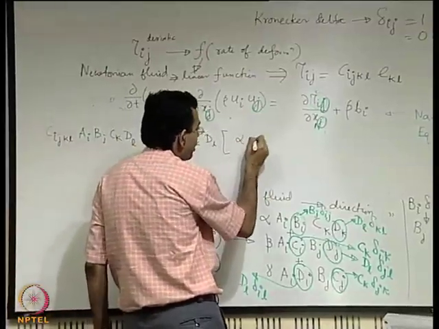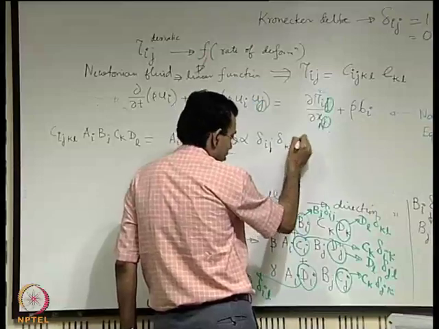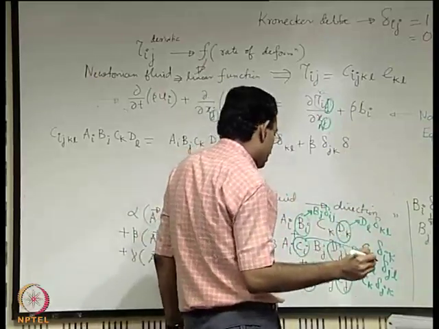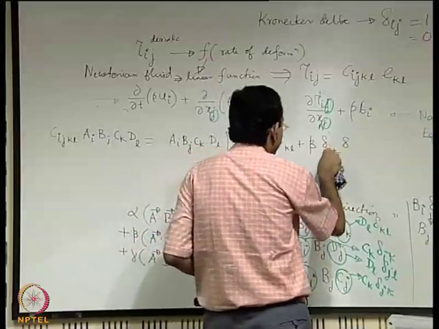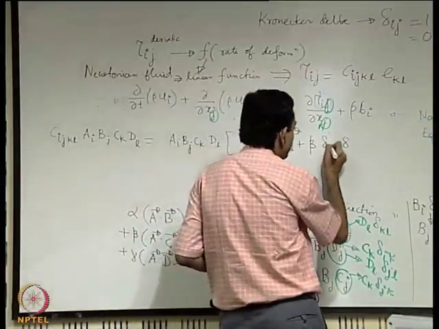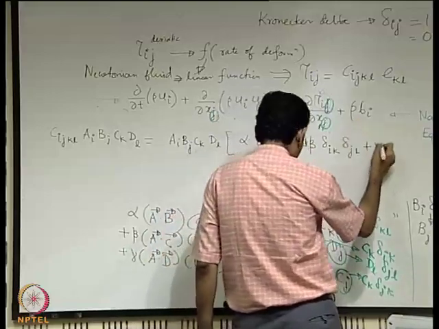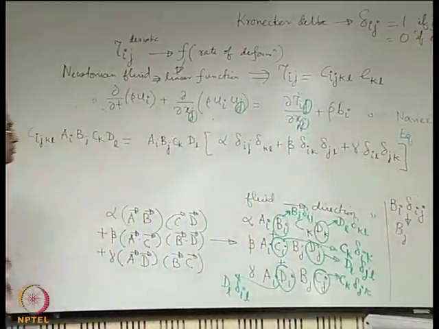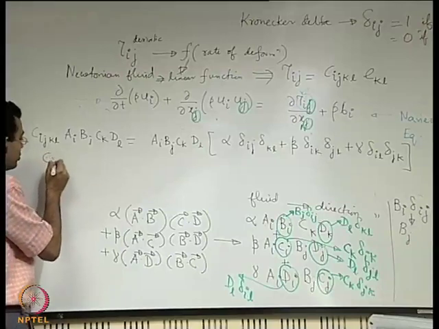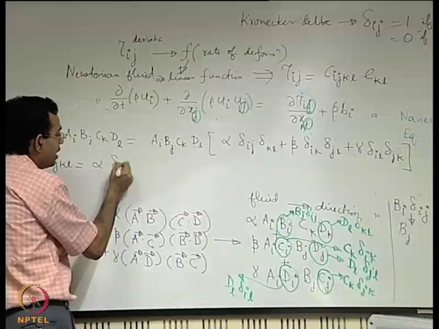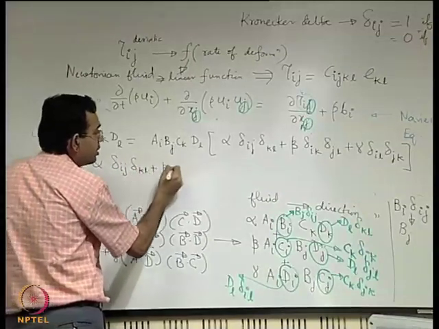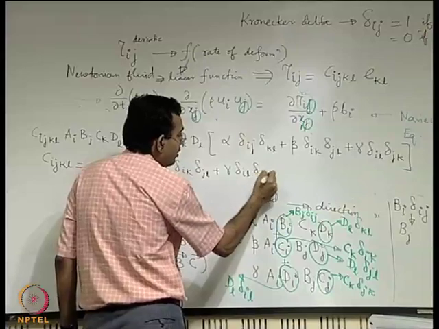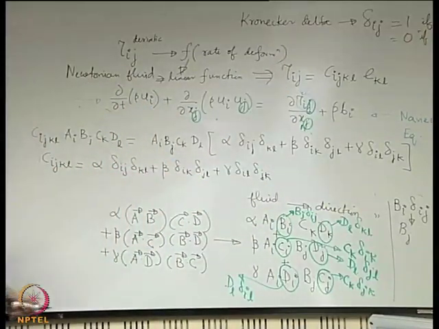Then you have alpha delta_ij delta_kl plus beta delta_jk delta_il, delta_ik delta_jl. And from the third term, gamma delta_il delta_jk. So, from here it follows that you should have C_ijkl is equal to alpha into delta_ij delta_kl plus beta delta_ik delta_jl plus gamma delta_il delta_jk, where delta_ij is defined as above.